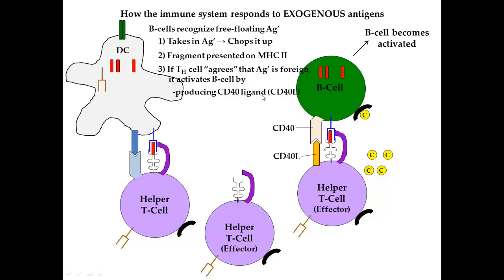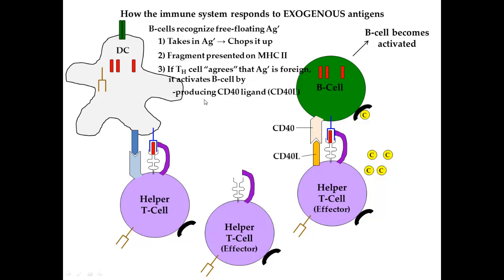A ligand is just any molecule that binds to another. So in this case, we know that the helper T cell is producing a molecule that will bind to CD40 on the surface of the B cell. And in doing so, it's communicating with that B cell.